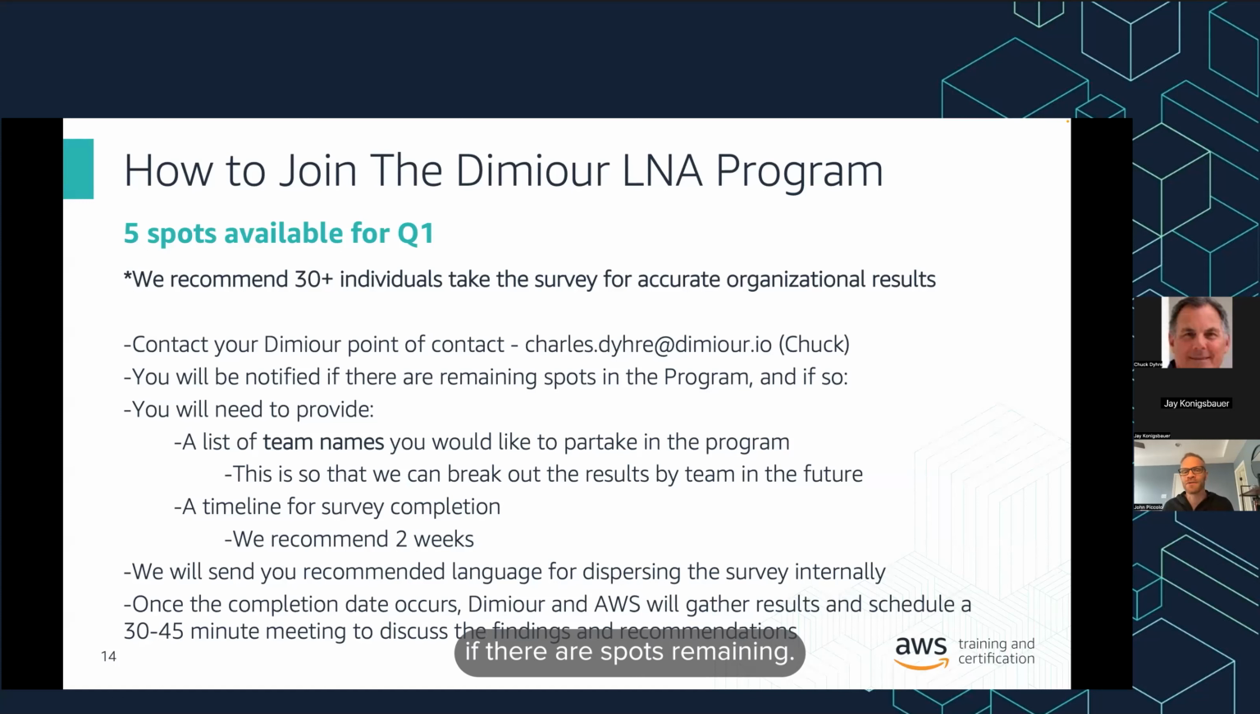You'll be notified if there are spots remaining. If so, all you need to do is provide your name, the associated team names that you'd like to participate, and then the time of completion for this. We recommend about 2 weeks. Obviously, you can reduce that by really having that sponsorship and having a champion in your organization and helping explain the value of this to those participants.